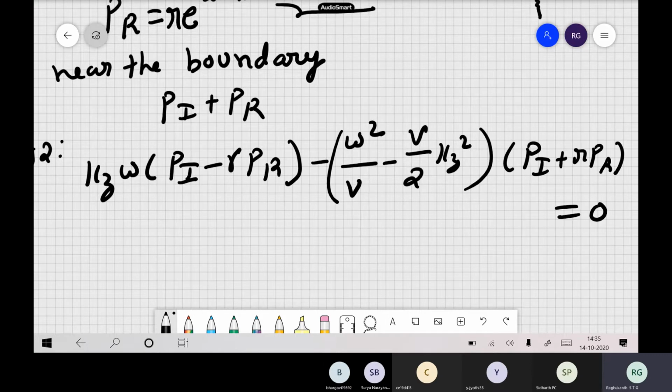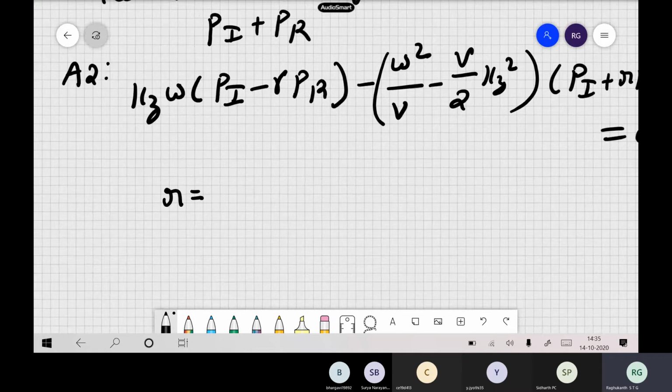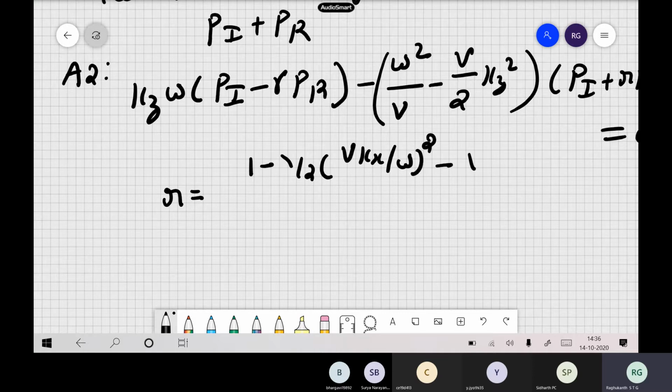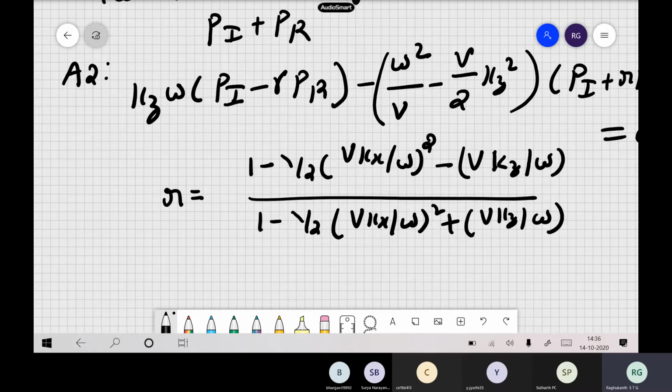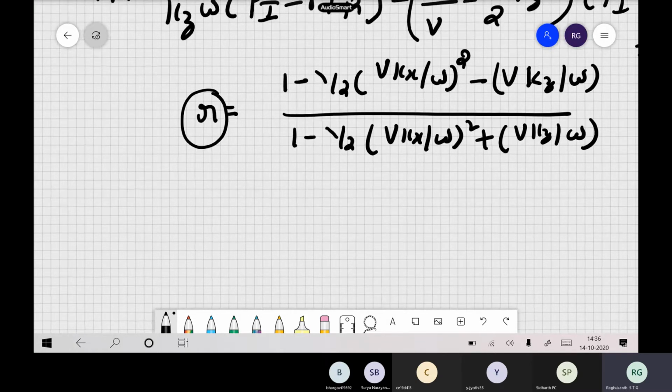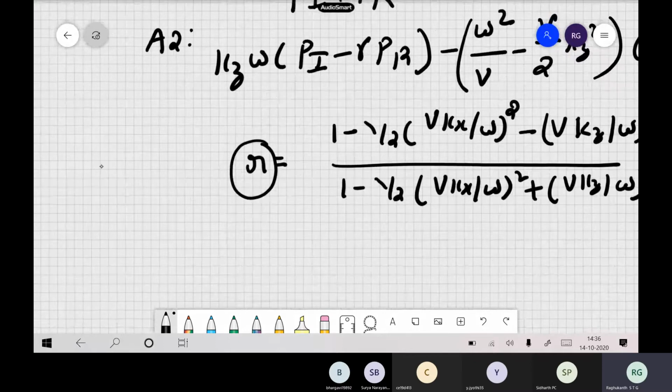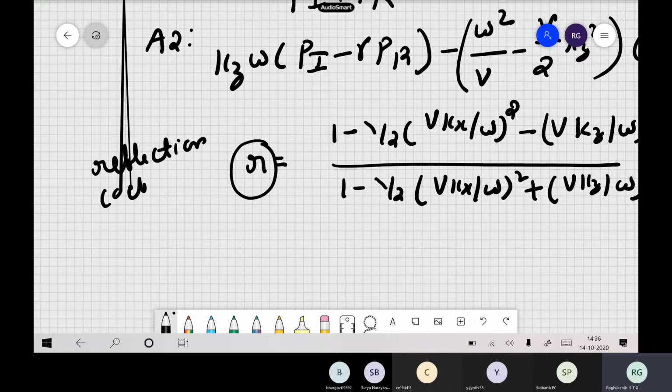So this is equal to 0, and finally this R, which says how much is getting reflected, is given by this expression: R equals (1 minus half (Vkx by omega) whole square minus Vkz by omega) divided by (1 minus half (Vkx by omega) whole square plus Vkz by omega). So this is R. This tells you the ratio, how much portion is getting reflected. So this is our reflection coefficient.